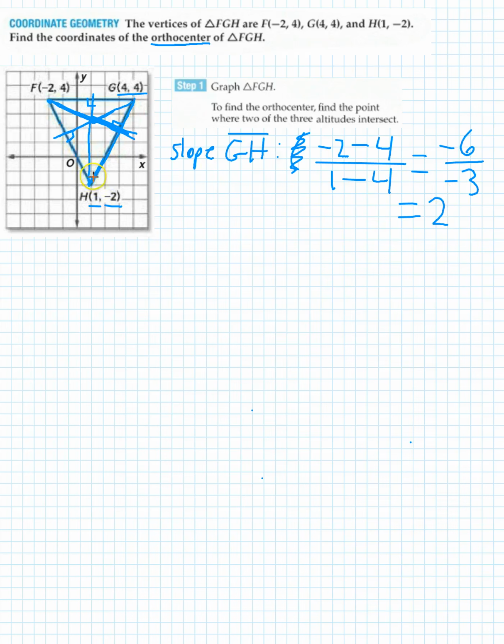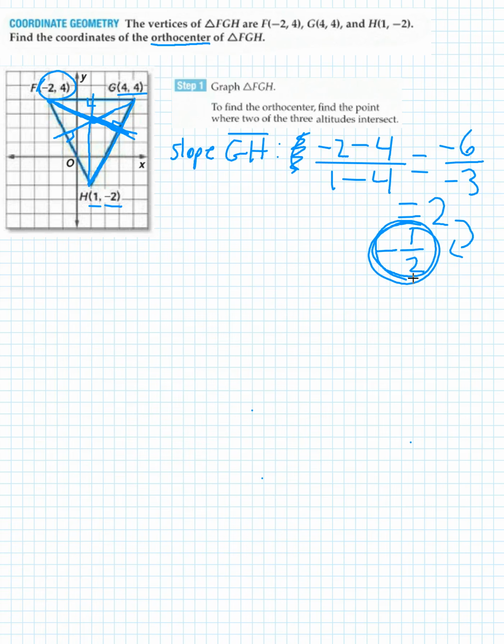Now I want the slope of the line perpendicular to GH. So we take the opposite reciprocal of that number, which means if it's positive, we make it negative, and you flip the fraction. That is essentially 2 over 1, so it'd be -1/2. We found the slope of one of these altitudes. Now we know it goes through this vertex, so we can use the point -2, 4, and our slope of -1/2 to write the equation of the line.